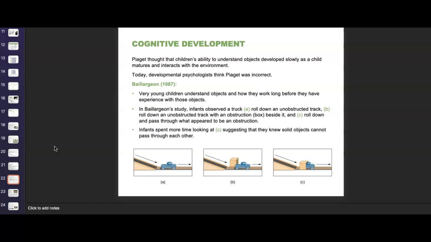For example, in his study, infants observed a truck, in image A, roll down an unobstructed track, in image B, roll down an unobstructed track with an obstruction box beside it, and then roll down and pass through what appeared to be an obstruction. Infants spent more time looking at image C, suggesting that they knew solid objects cannot pass through each other. So they know things about something even before they've viewed it.